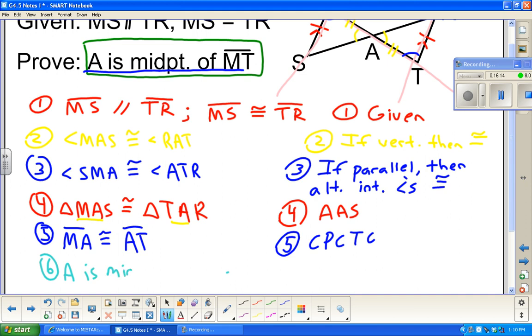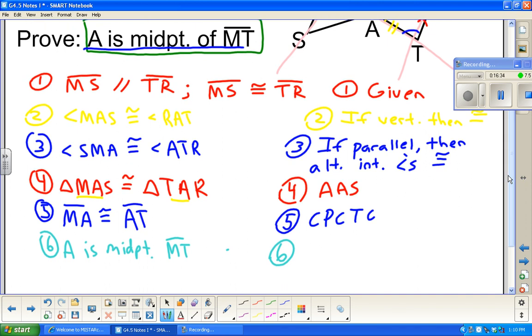A is the midpoint of MT. Okay. All right, stay with me, guys. There are a lot of steps. So that was what our final goal was. We wanted to show that, right? And the reason is that's the definition of midpoint. From what we had just shown before, that means that A is the midpoint because that's the definition of a midpoint. Okay. So now we're done.